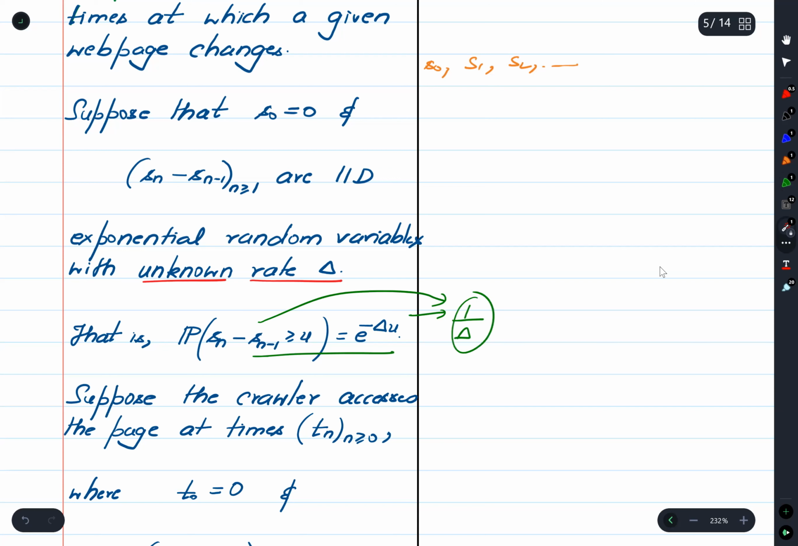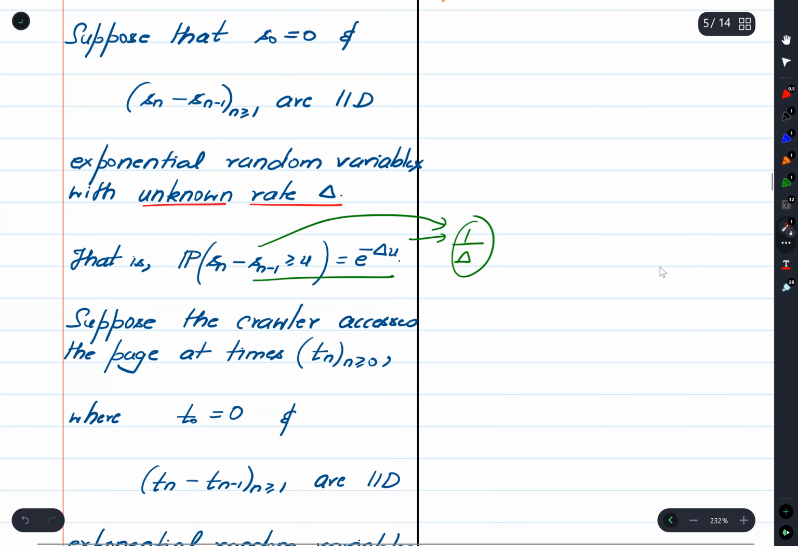So the key thing to note here is that this page changes in this fashion, that is, it changes at time S0, it changes at time S1, it changes at time S2, and so on, right? And the gap between successive times at which the page changes, we are assuming that this sequence of gaps are IID exponential random variables with unknown rate delta. Okay, so when I say we would like to estimate the rate at which the page changes, the goal actually is to estimate this value of delta, right?